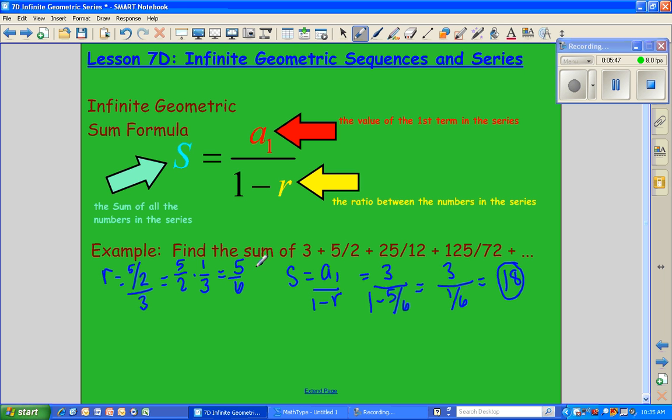Now, what you do want to be careful of is when your r value is negative, which is possible, that you plug it in appropriately and you do 1 minus a negative, which means you would actually be adding in the denominator. So you want to make sure you follow the example to a T.